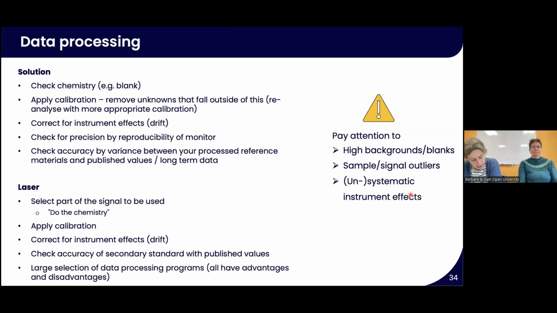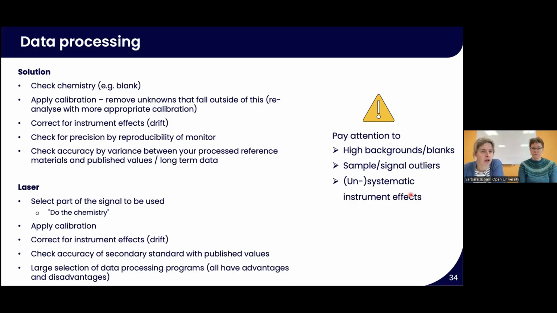Okay, so if you've made it through all of these hurdles, the next thing that you need to consider is your data processing. So these are largely similar between the solution and the laser, but let's go through these individually. So in terms of solution data processing, it's important that you check your chemistry. So for example, look at your chemistry blanks, and make sure that your chemistry blank isn't contributing any counts to the unknowns that you're looking at. You need to apply your calibration, remove unknowns that fall outside of this, and go back to reanalyze those with more appropriate calibrations if need be.